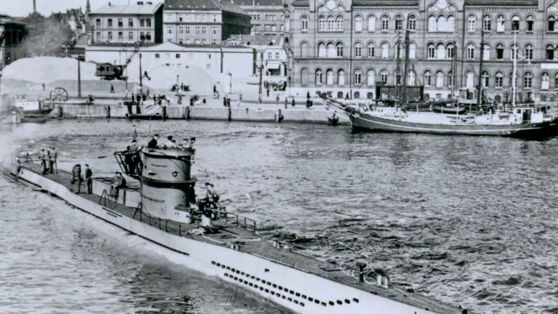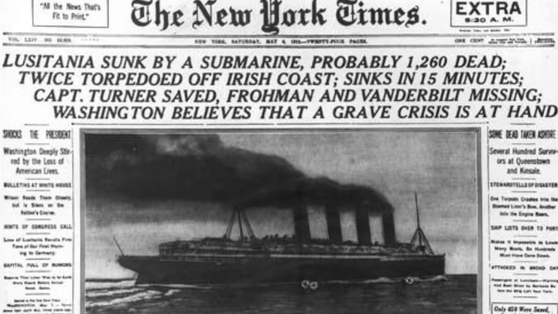Germany would respond with a new weapon that would put the world on edge. The German Navy created submarines, nicknamed U-boats from the German title Unterseeboot. Germany promised the world that it would not sink neutral vessels, but said that mistakes may happen. In 1915, the British passenger liner Lusitania would be sunk off the coast of Ireland, bringing down with her over 1,000 souls, including 128 Americans.